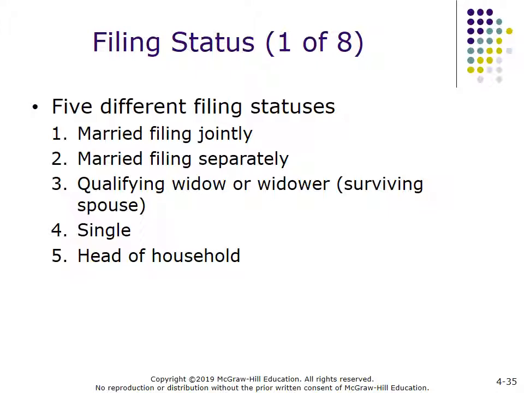There's 5 different filing statuses to choose from. A taxpayer can choose to be married filing jointly, married filing separately, and basically those are the only 2 for married people. Qualifying widow or widower, single, and head of household.